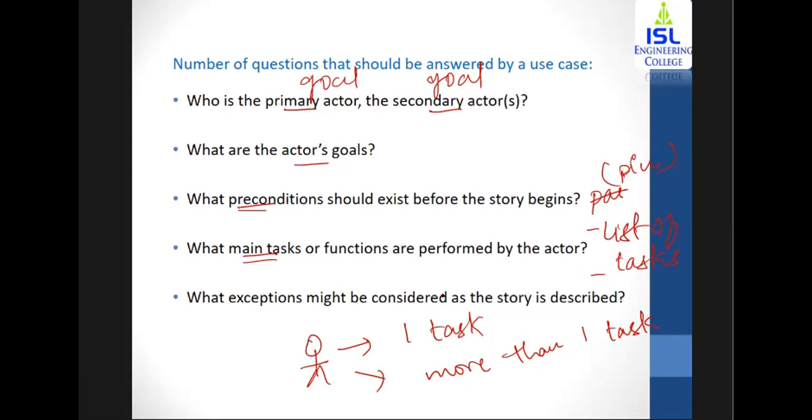What exceptions might be considered as the story is described? You need to have different exceptions also when you're designing the use case diagram. That is, suppose the PIN is incorrect, what is going to happen? If the PIN is incorrect for the second or third attempt, then the ATM is going to suck in the card. So that is an exception.